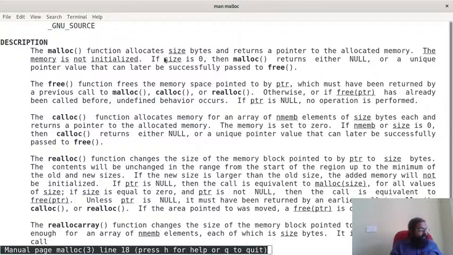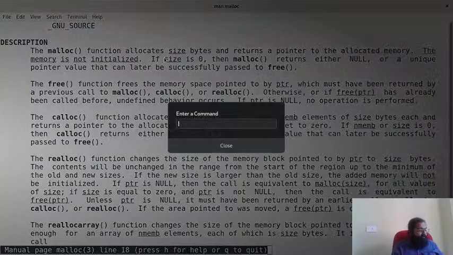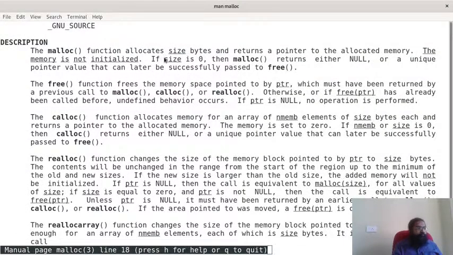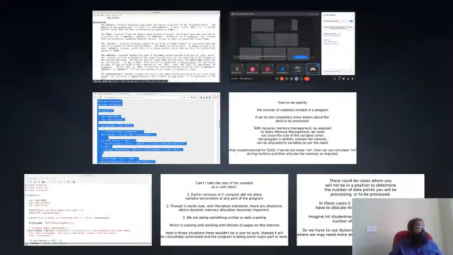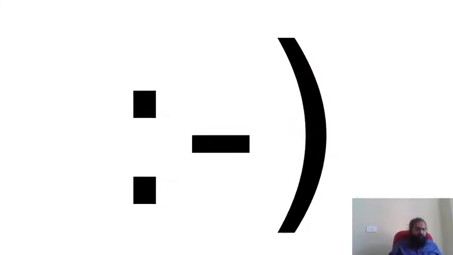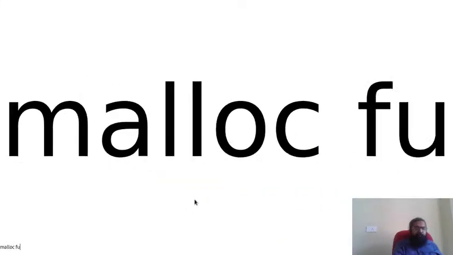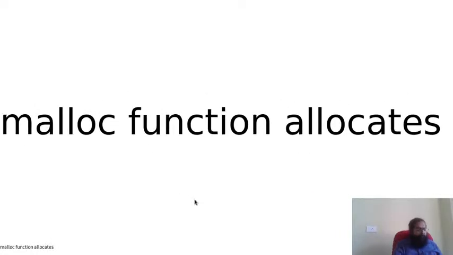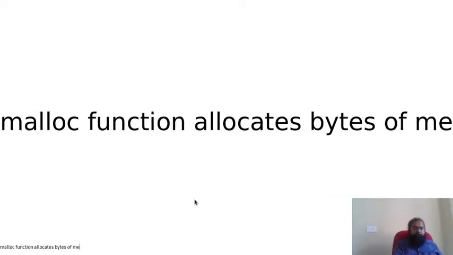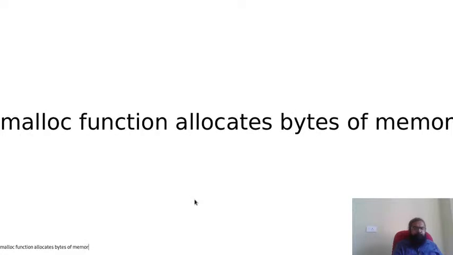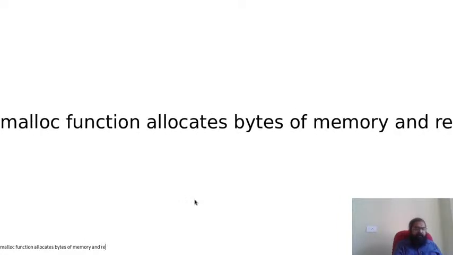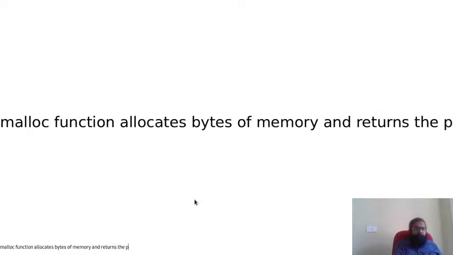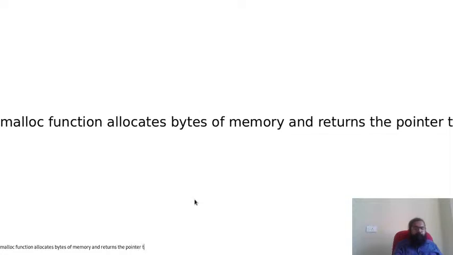So in essence, let me show you that once again. The malloc function allocates bytes of memory and returns the pointer to that.